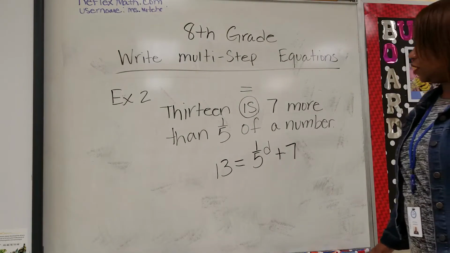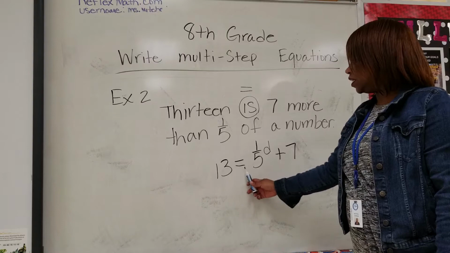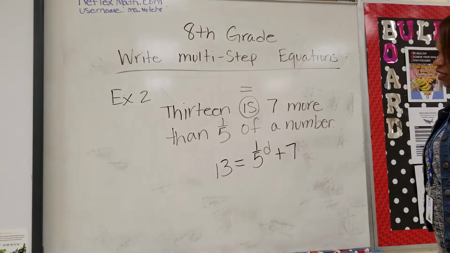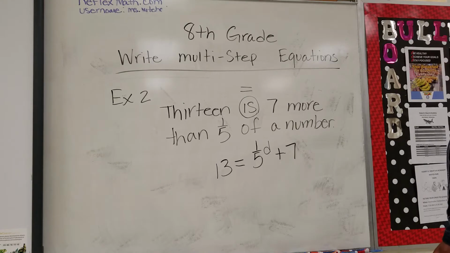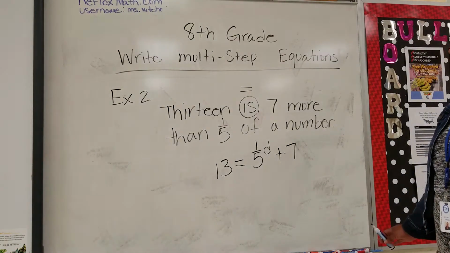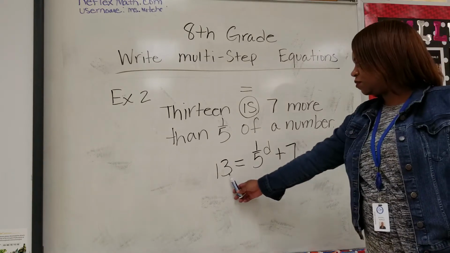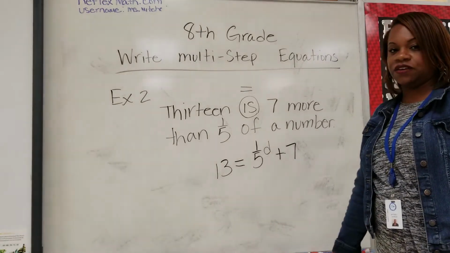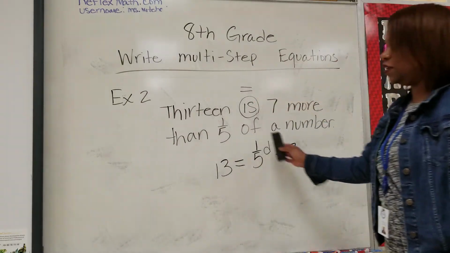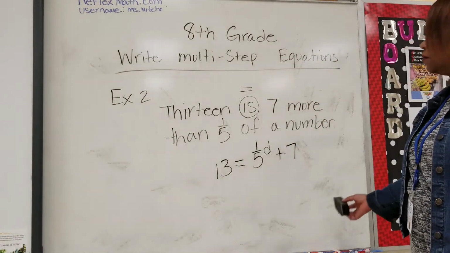Okay? So here we have 13 equals 1/5 D plus 7. That's how we would set that up. And from here, we already know how to do multi-step equations. Subtract 7 on both sides, then we take the multiplicative inverse of 1/5. Remember to pause the video to take notes.